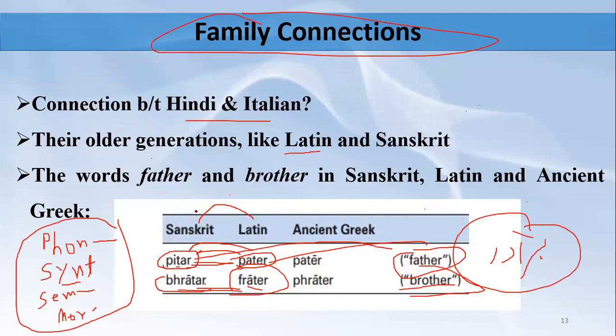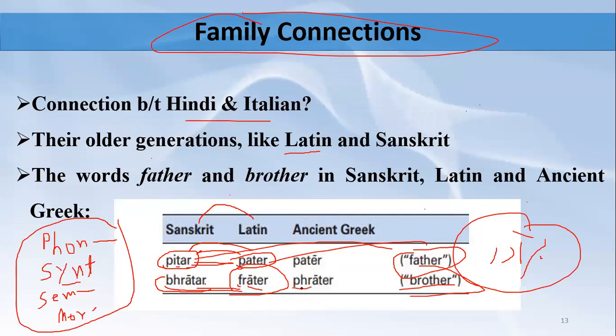Yes, sir. This one. Fine. Sir, this ancient Greek one is somewhat different from the others. This Berater or something. If you look at this, this is Berater. The B sound is here. Here we have the F sound. Fine. And again, here we have the F sound.